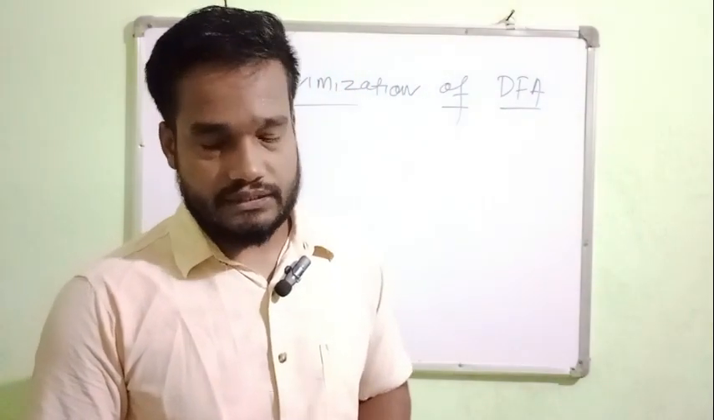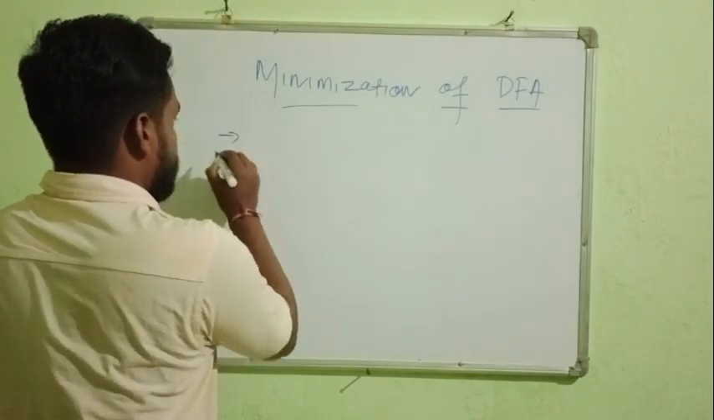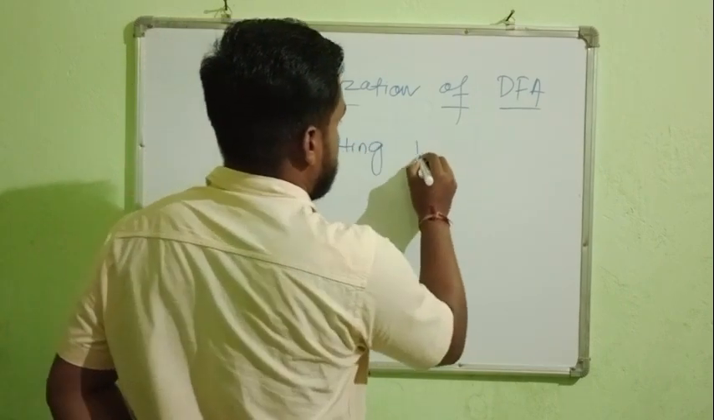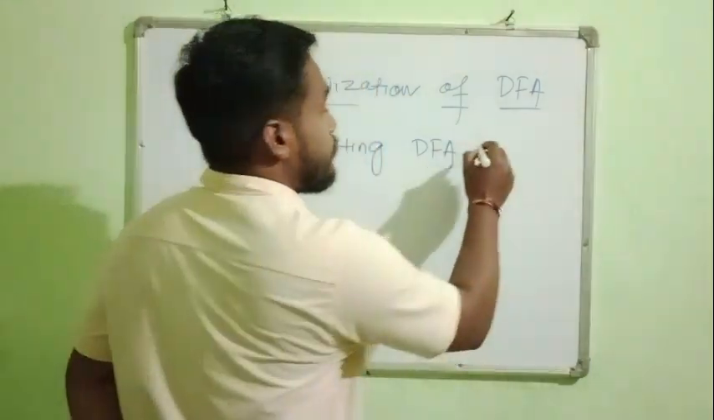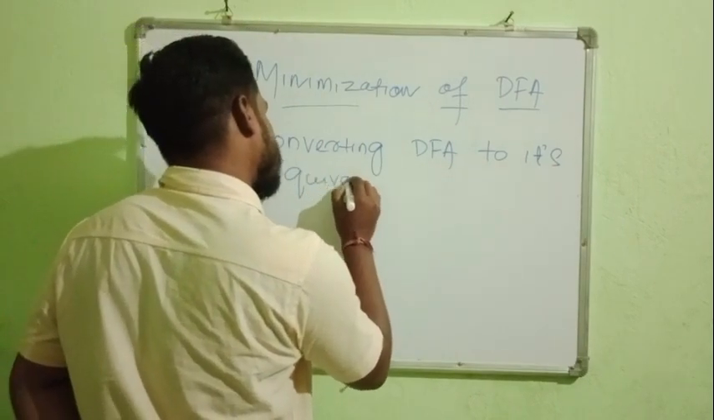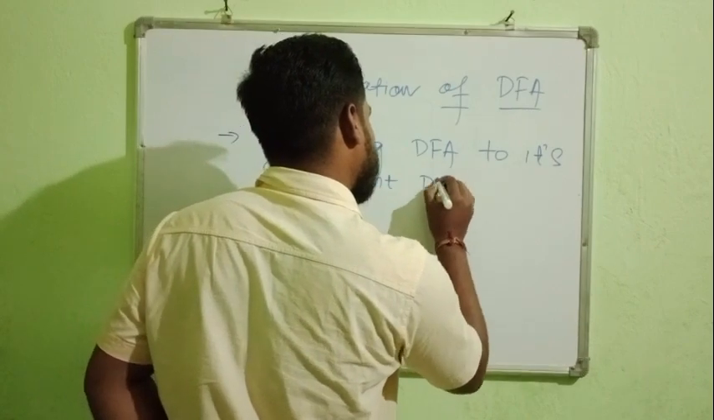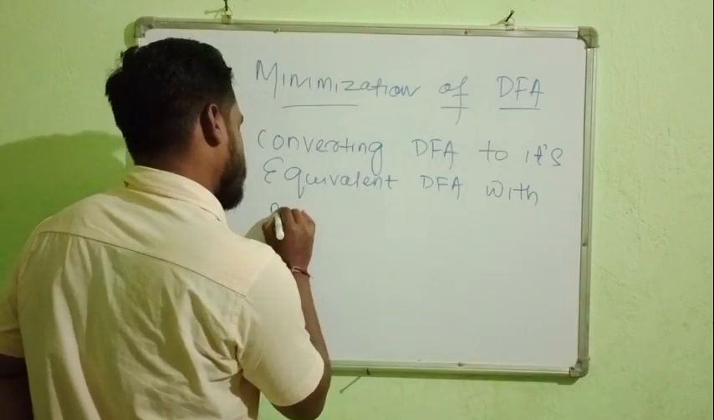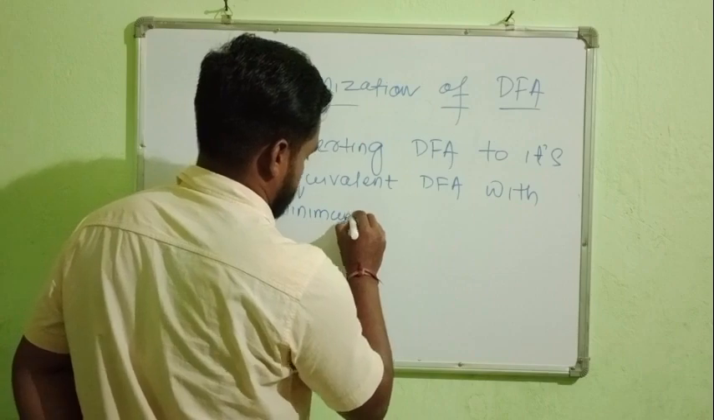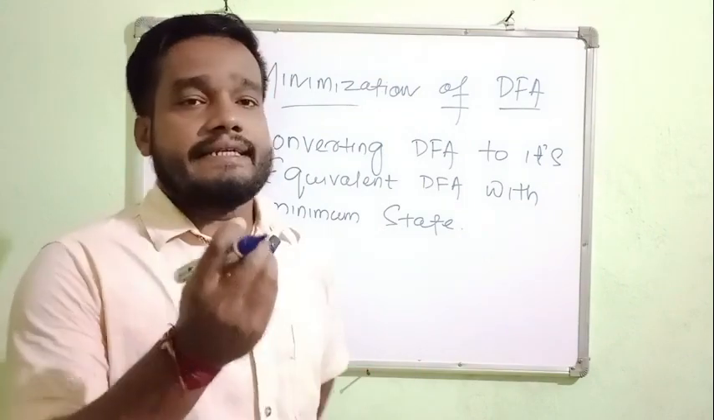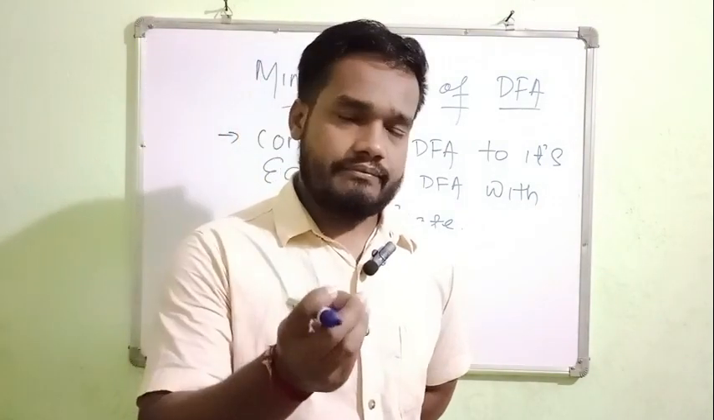So before going to the example, I will give a brief introduction. Minimization of DFA means converting a DFA to its equivalent DFA with minimum states. It converts the DFA into a DFA which has minimum states.